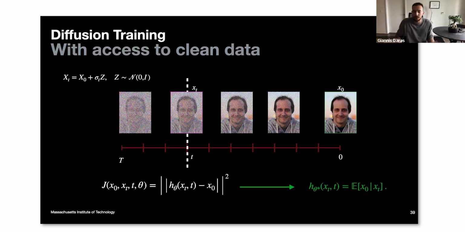And then, if you do everything amazing, you have a very powerful model, a very good optimization algorithm and all that stuff, you end up learning the conditional expectation of X0 given XT, which is the minimizer of this loss. Cool, so far so good.